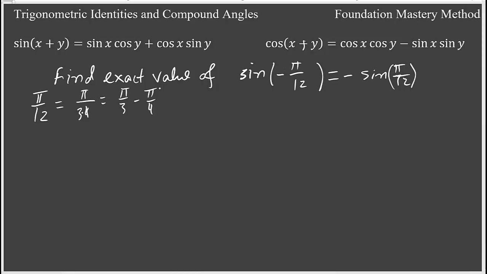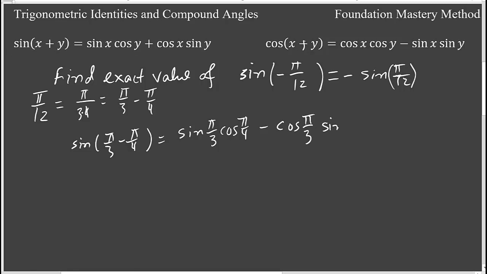Now we'll be working on sine of pi by 3 minus pi by 4. So this one is simply sine pi by 3 cosine pi by 4. I'm just using the same formula here, only I have a negative here and here because I have negative. And then cosine pi by 3 sine pi by 4. And remember, pi by 3 is 60 degrees, pi by 4 is 45 degrees.